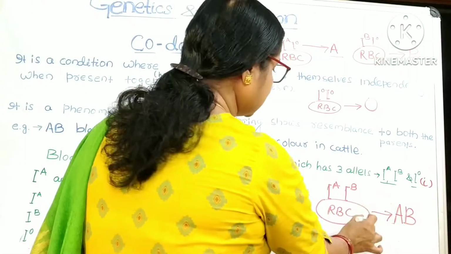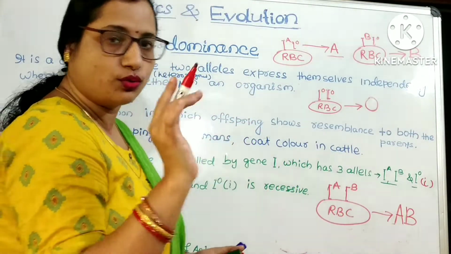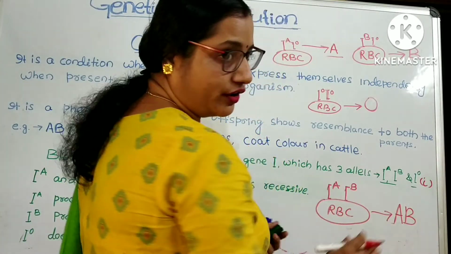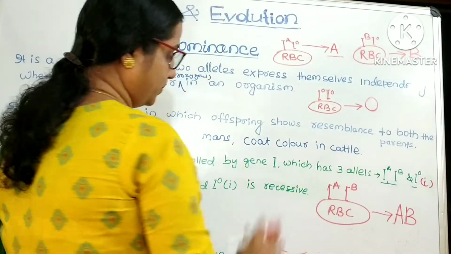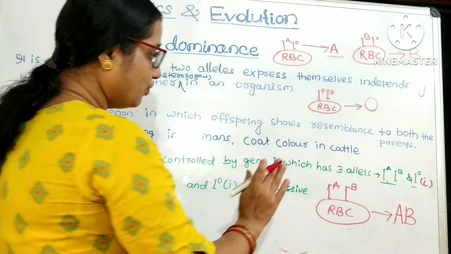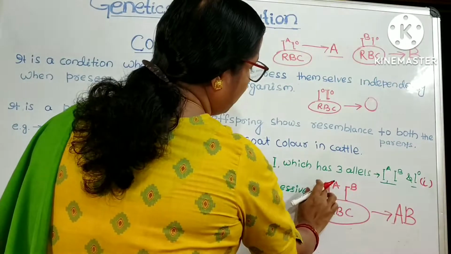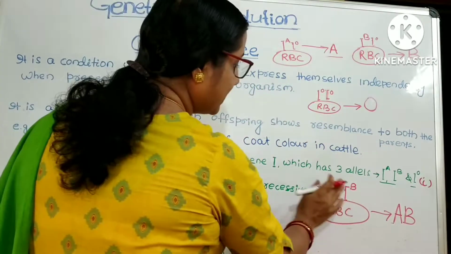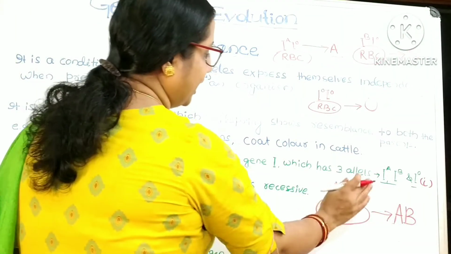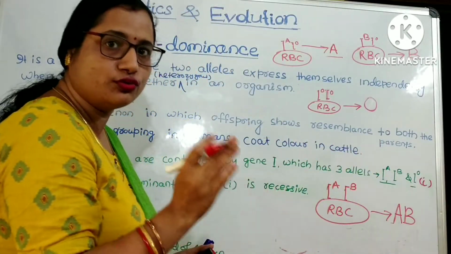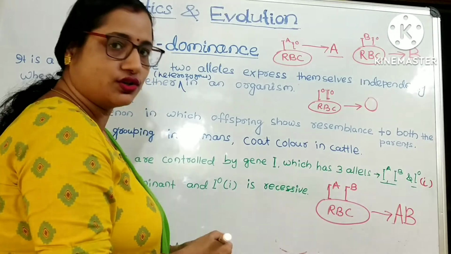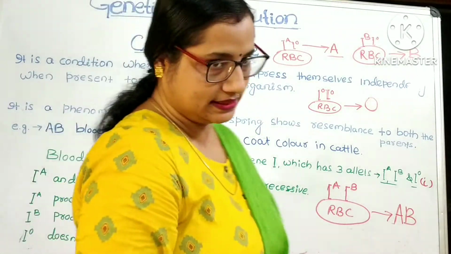This is the condition of codominance. This is the example of codominance. When both IA and IB are present on the surface of RBC, then the AB blood group will form. This is the condition of codominance.